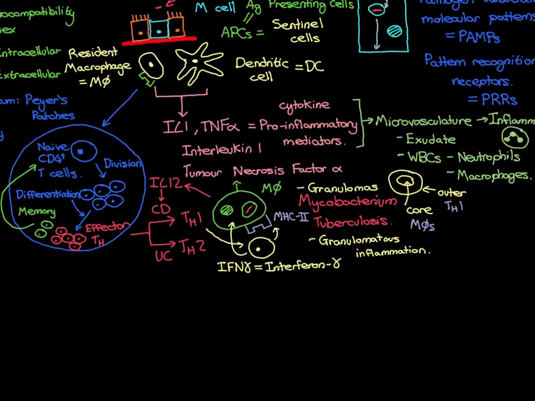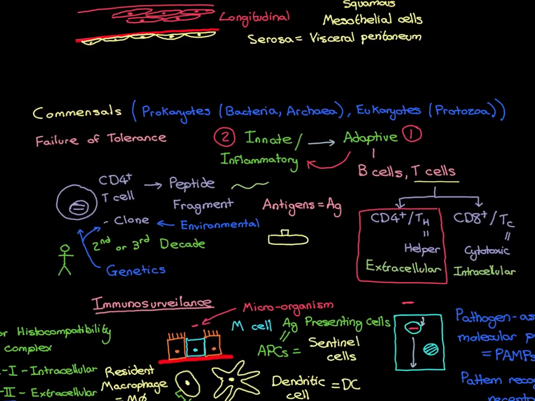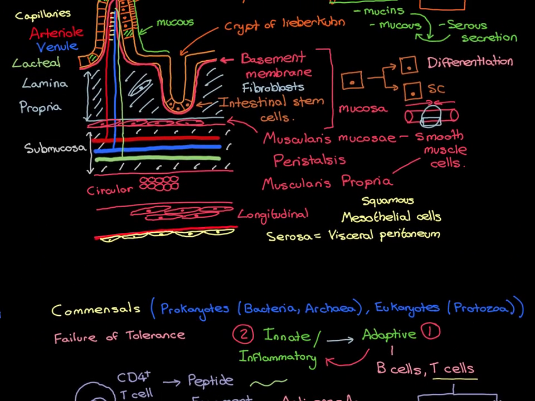So in Crohn's disease then, that's the story. You're going to get a huge amount of inflammation occurring within the lamina propria. You'll get exudate formed, you'll get neutrophils and macrophages coming in, and the T helper 1 cells and the macrophages will form granulomas, so you'll get granulomas forming, big lumps of immune cells in the lamina propria. It can even extend down into the submucosal layer.